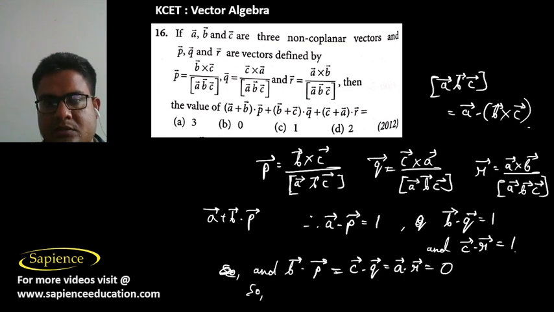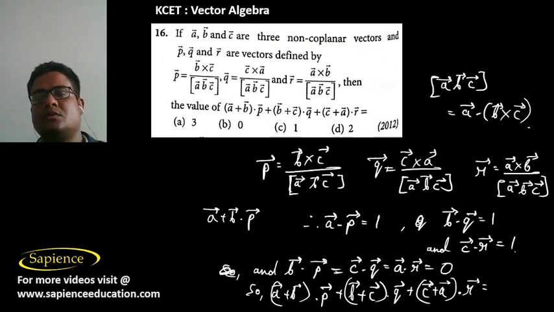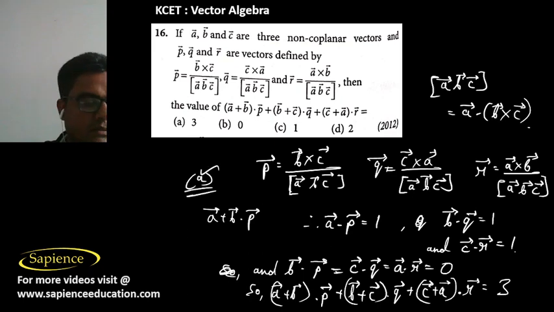So I can tell the value of A plus B dot P, plus B plus C dot Q, plus C plus A dot R will be equal to: this is 1, this is 0, this is 1, 0, this is 1, also 0. So 1 plus 1 plus 1, that is 3. Option A is the correct answer.